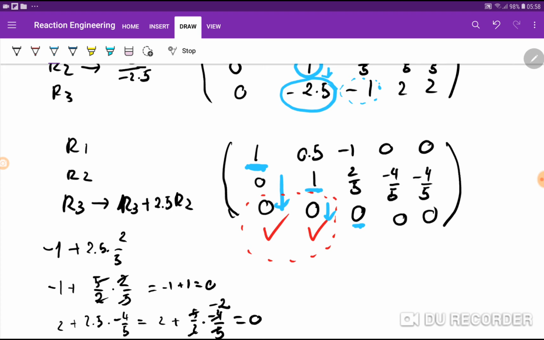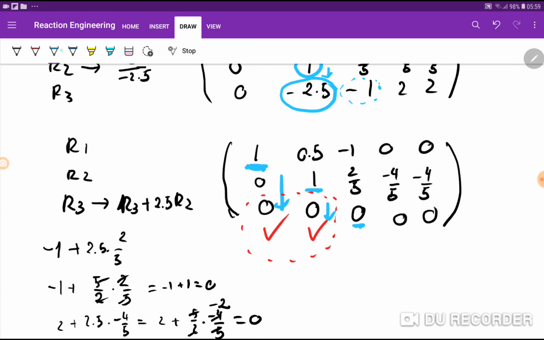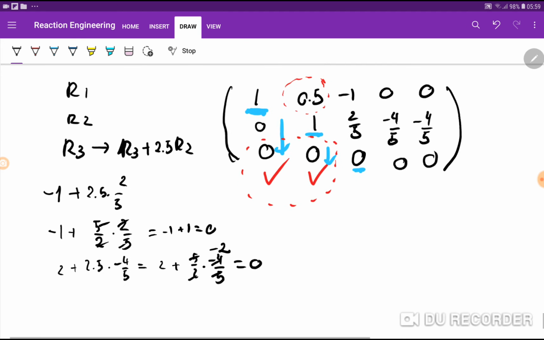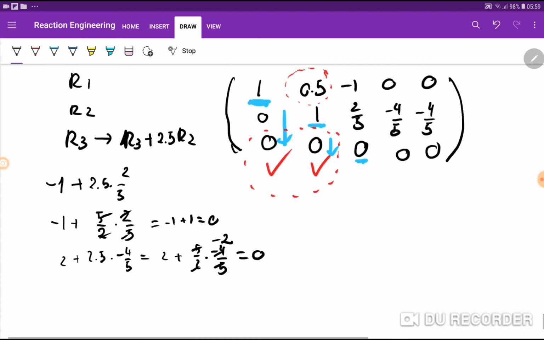So the next step is you go back to the left, and then you make sure everything above 1 is 0. That's optional, very, very optional. If you want, you can clean this up, I guess. You can make this 0. So let me see how I can make that 0. Okay, so I'm gonna replace R1.